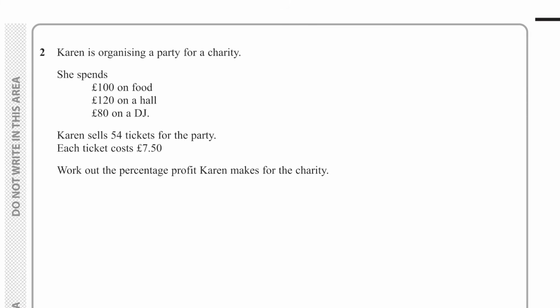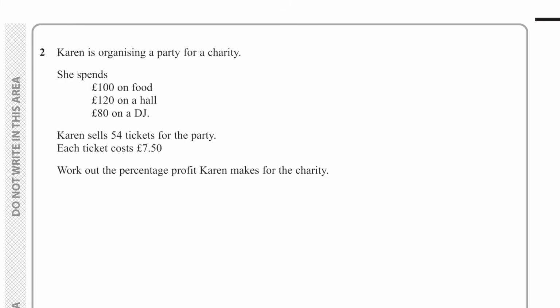Question 2. Karen is organising a party for a charity. She spends £100 on food, £120 on a hall, £80 on a DJ. Karen sells 54 tickets for the party. Each ticket costs £7.50. Work out the percentage profit that Karen makes for the charity.